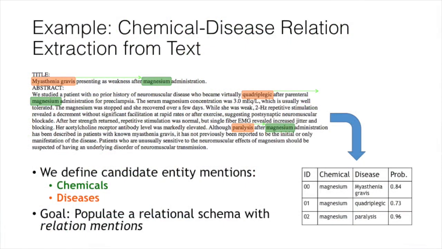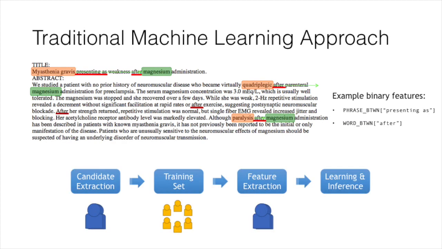So here's a concrete example that some of us are working on right now, which is just extracting mentions of when a chemical is linked to inducing a disease from the scientific literature. So this process looks like we find our mentions of entities in the text. Here are chemicals, diseases, and we just want to pull out the relations that are actually asserted and put them into a relational database. And the traditional machine learning approach, again, is someone has to define these candidate facts. Someone has to label a training set by hand, define features by hand, and then we do learning and inference to find the end extraction.